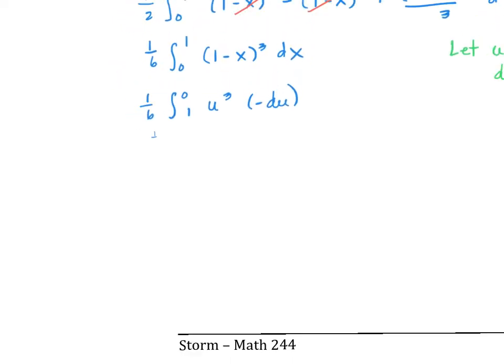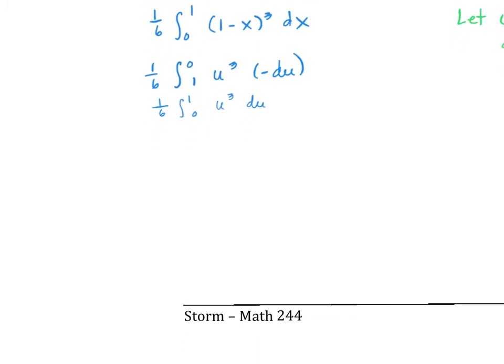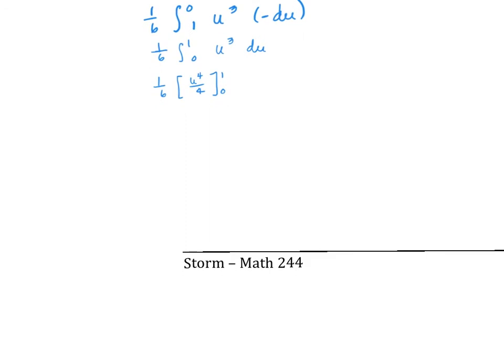I would simply end up with 1/6, integral from 1 to 0 of u to the third du. But you didn't have to. You could have left all the negatives in there. So the antiderivative, 1/6 u to the fourth over 4, integrating from 1 to 0. That would give me 1/6 times 1/4, or 1 over 24.